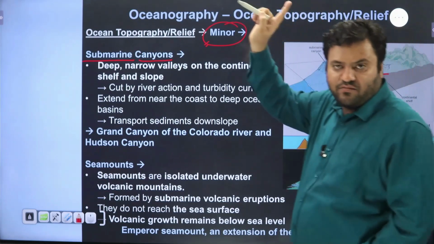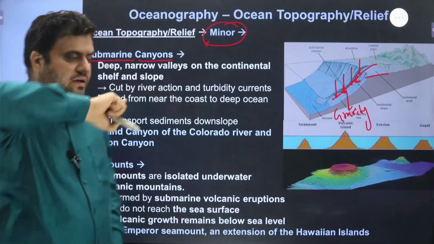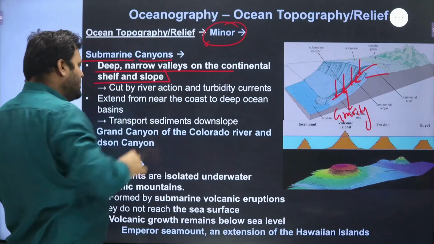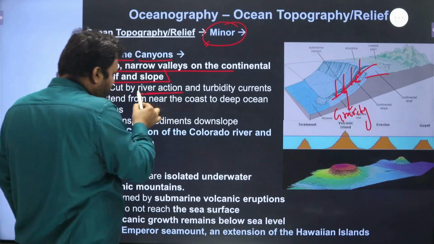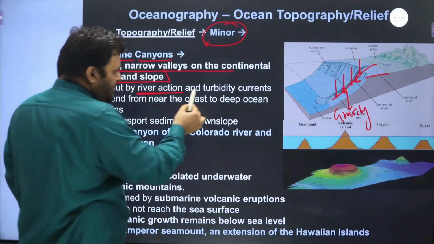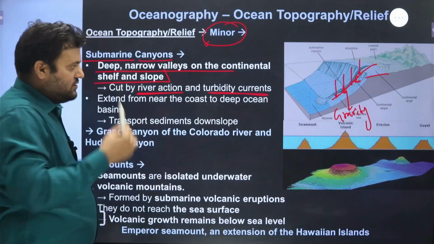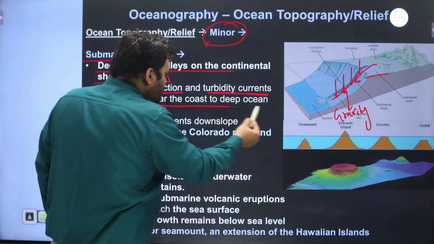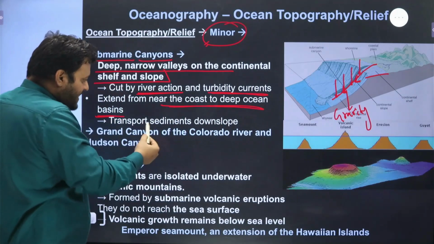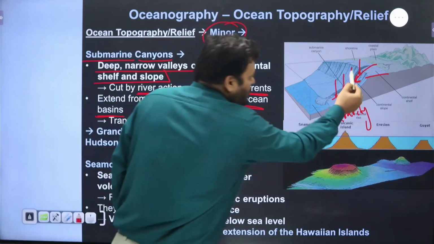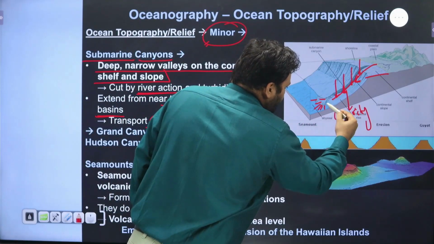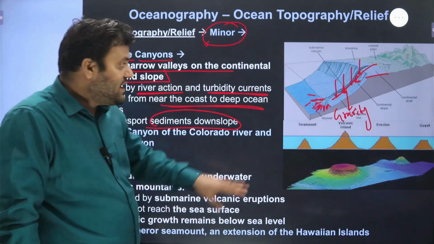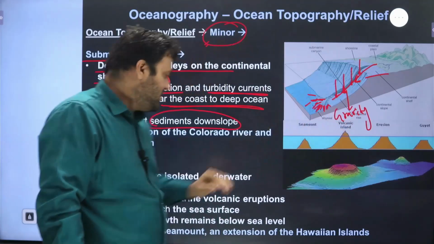That same aspect which we discussed in river landforms, we have here as well. So we have deep narrow valleys on the continental shelf and continental slope. They are cut by the action of rivers, and we have turbidity currents as well. Because of that, submarine canyons are found. They extend from the coast to deep basins and transport sediments downslope. Wherever you have erosion, there will be deposition on the abyssal plain or on the continental rise areas. I hope you can relate it now.